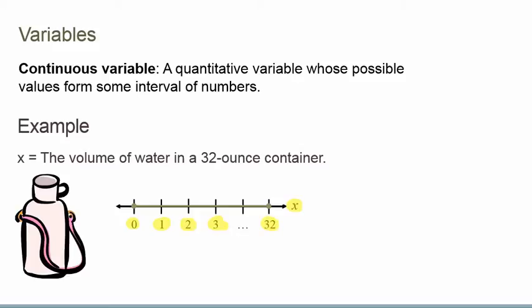However, this time we have a starting point of 0 when the water bottle is empty and an ending point of 32 when the bottle is completely full. I can have 1, 2, 3, 4 ounces of water, or I could have any number between 0 and 1. I could have 2.456 ounces of water. So this makes it a continuous variable.